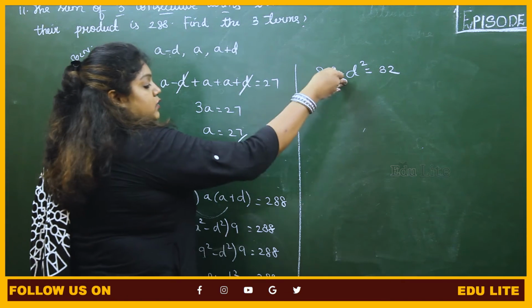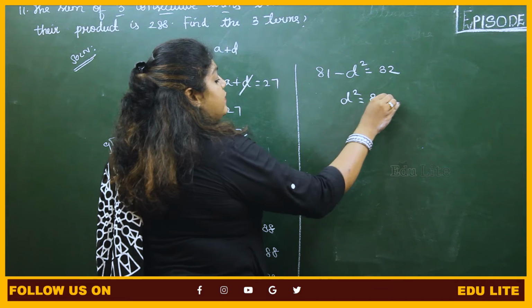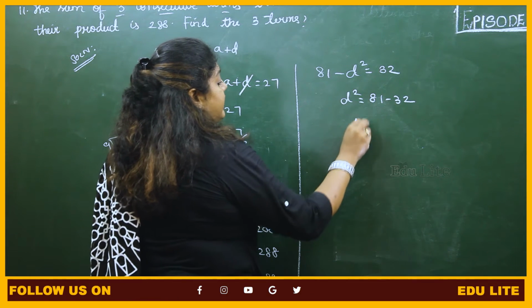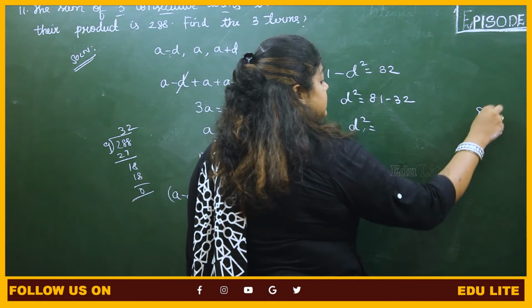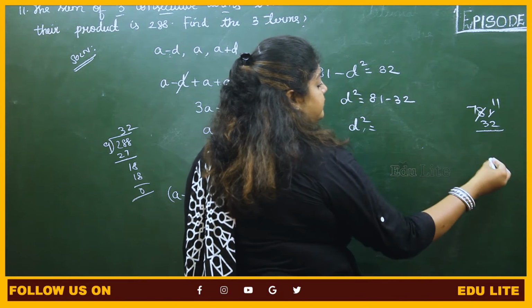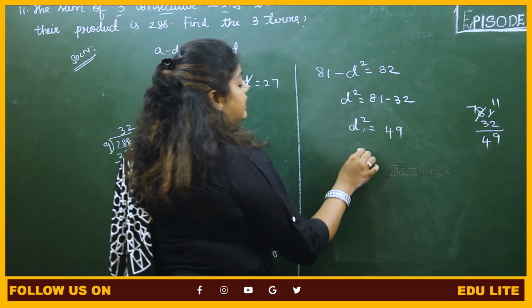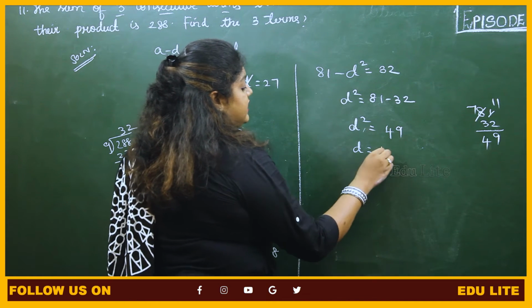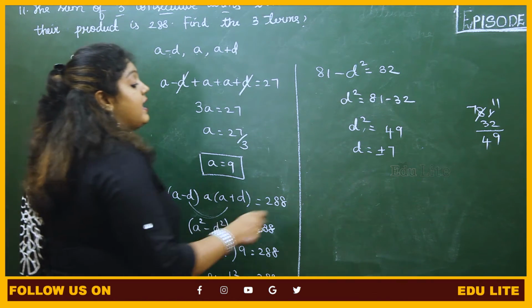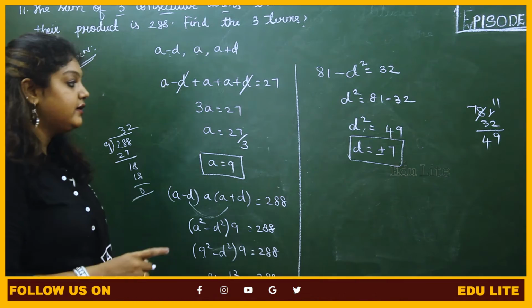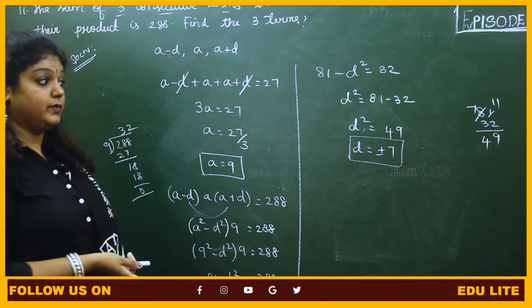I will bring this 32 to the other side and d squared to the other side. So d squared equals 81 minus 32. 81 minus 32 is 49. d squared equals 49. Therefore, taking square root on both sides, d equals plus or minus 7. So we have the value of a as 9 and d as plus 7 and minus 7, and we have to find the 3 terms when d is plus 7 and also when d is minus 7.